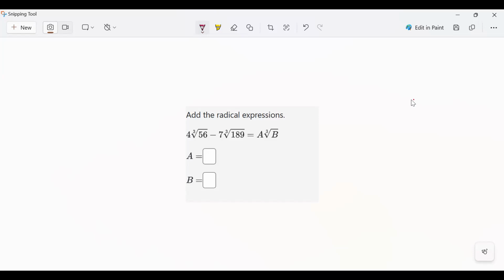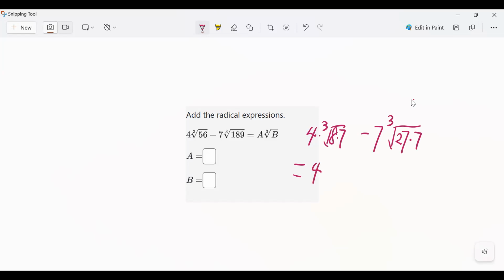All right, let's go over the solution together. So for the first one, we take out 4 and the cube root of 56. Break down 56 as a perfect cube times 7. The perfect cube is the maximum perfect cube that goes into 56. And for 189, it's going to be 27 times 7. So 27 is the maximum perfect cube that goes into 189.